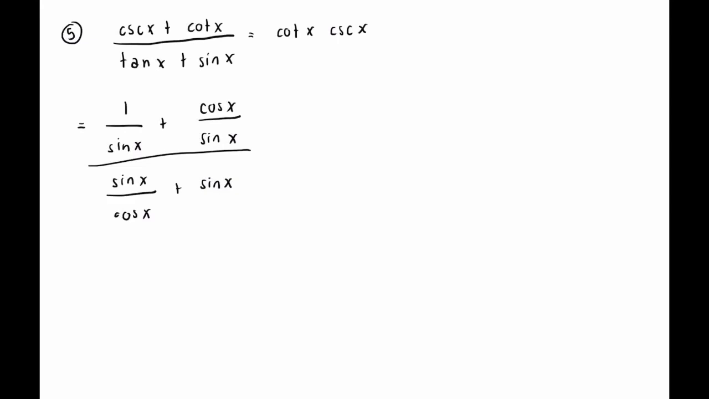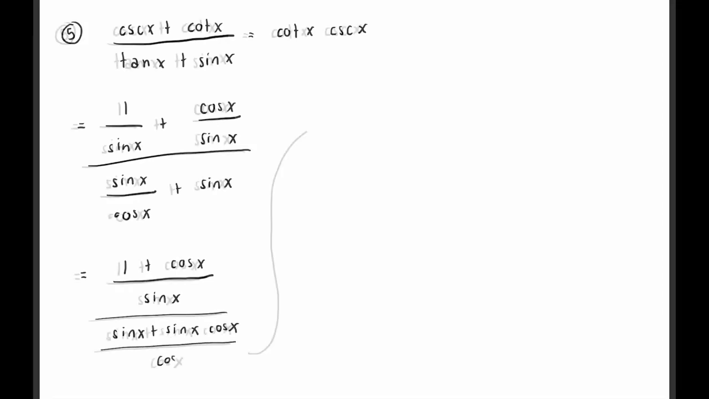So now, we have (1 over sin x plus cosine x over sin x) all over (sin x over cosine x plus sin x). After that, we combine the terms of the numerator, then we will simplify the denominator using the butterfly method. And that will give us (1 plus cosine x) over sin x, over (sin x plus sin x times cosine x) over cosine x.